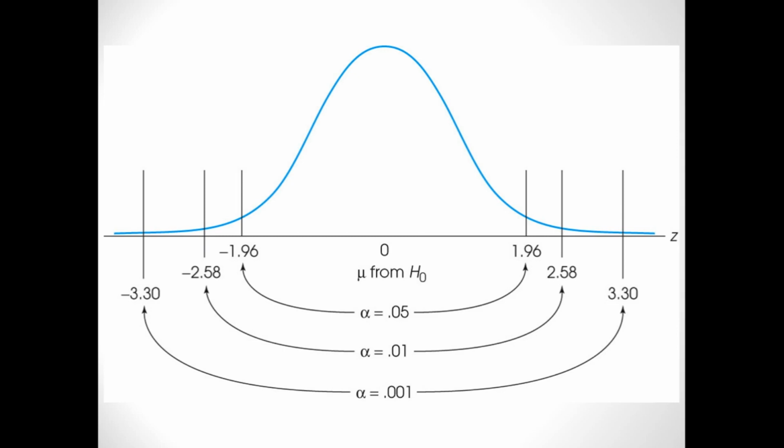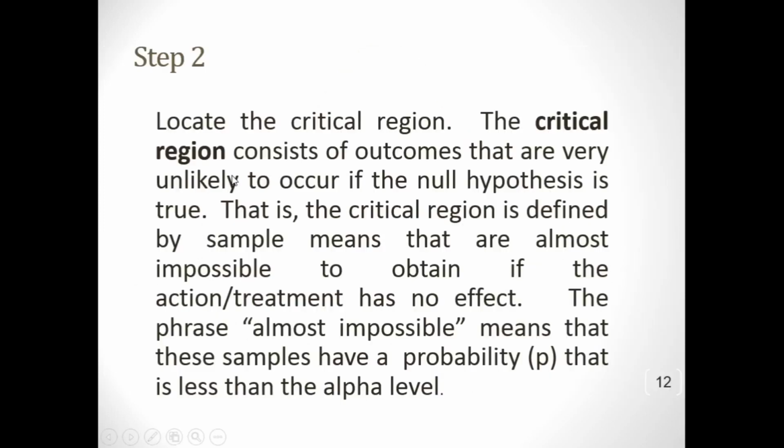Step 2 in hypothesis testing is to locate the critical region. The critical region consists of outcomes that are very unlikely to occur if the null hypothesis is true. That is, the critical region is defined by sample means that are almost impossible to obtain if the treatment has no effect. The phrase almost impossible means that these samples have a probability p that is less than the alpha level.